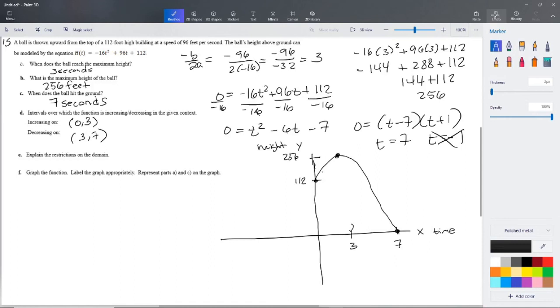Finally, let's explain the restrictions on the domain. The domain is t must be greater than 0, or if you will, it has to be 0 to 7. Simply because you can't have negative time, and the ball hits the ground after 7 seconds. And there you go. We've answered question 15 from the review packet.